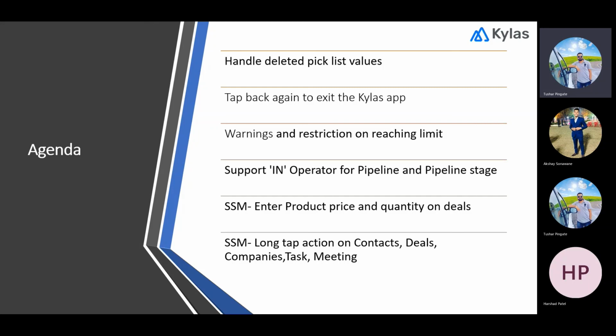We have handled deleted pick list values. We have covered the tap back to restrict the quick exit of the application, the warnings and restrictions over the reaching limit, the support for the 'in' operator for pipeline and pipeline stage, entering product price along with its quantity and discount, and all the long tap actions available on a listing page. So that was for today's webinar.